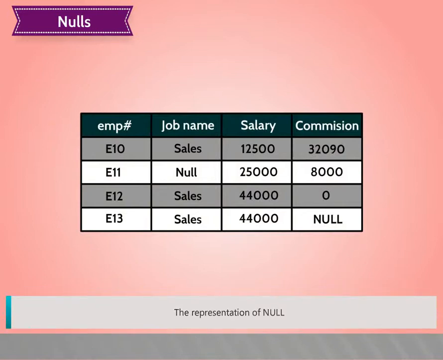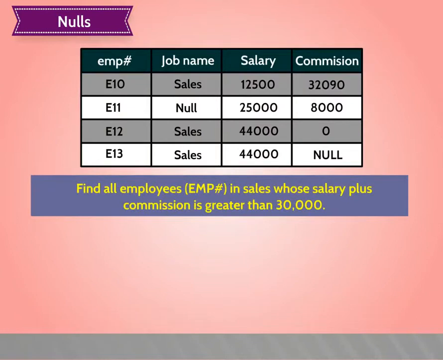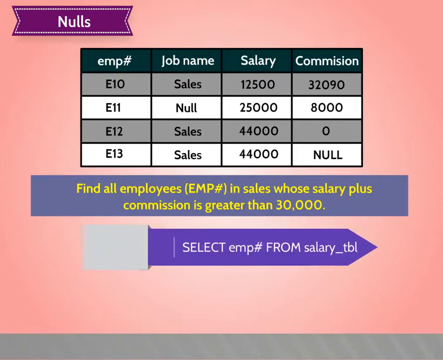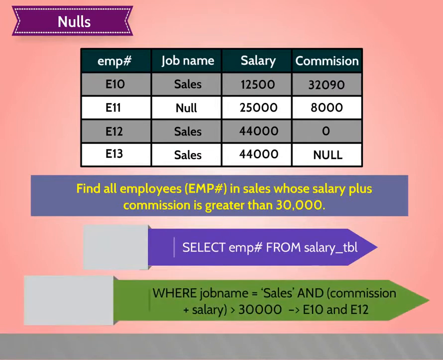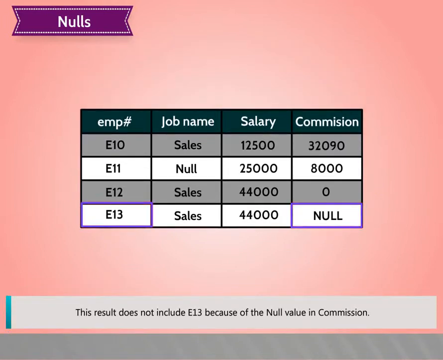The representation of null. Find all employees EMP in sales whose salary plus commission is greater than 30,000. Select EMP from salary table where job name is equal to sales and commission plus salary is greater than 30,000 implies E10 and E12. This result does not include E13 because of the null value in commission.